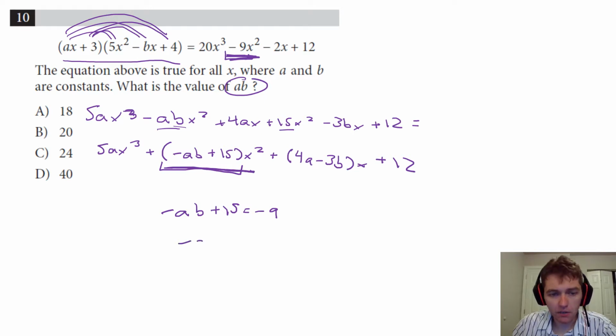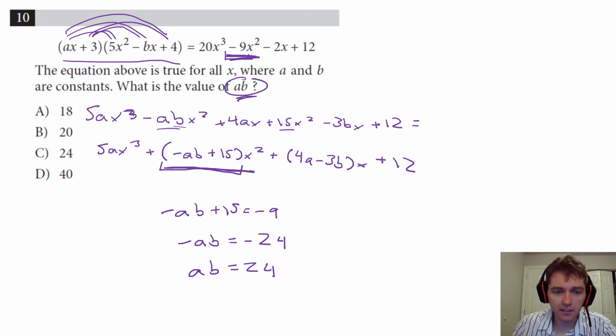Simplify further: negative ab is equal to negative 9 minus 15, which is equal to negative 24. Multiply both sides by negative 1. You have ab is equal to 24. That is what the question's asking for. ab is equal to 24, and that is answer C.